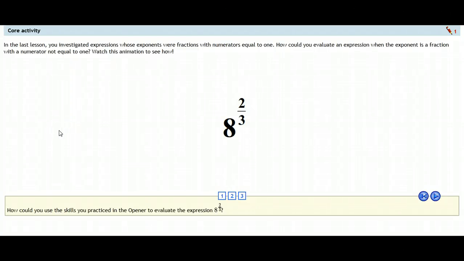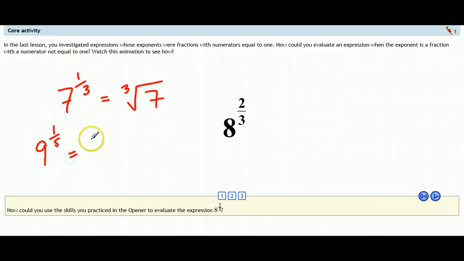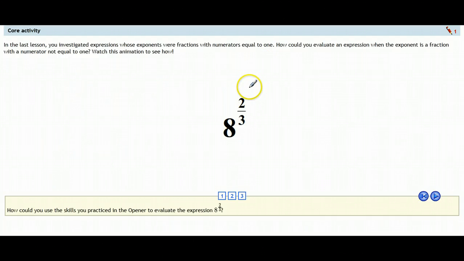So in the last lesson, what we talked about was expressions whose exponents were fractions with numerators equal to 1. That was like if we had something along the lines of 7 to the 1/3, that really meant the cubed root of 7. Or if we had 9 to the 1/5, that really meant the 5th root of 9. Notice how those numerators were all 1. Now what we want to investigate is what happens when a numerator doesn't equal 1.